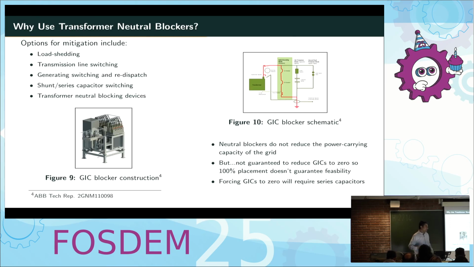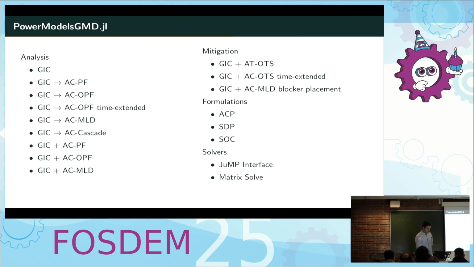Now, in terms of what we do about GICs, a common mitigation strategy that's suggested is transformer neutral blockers. These don't impact the power carrying capacity of a power grid. However, they could impact ground fault relaying, which means that they're active devices, and they're somewhat expensive, so we can't put them everywhere. And this motivates analysis and placement strategies in order to allocate them in a cost-effective way.